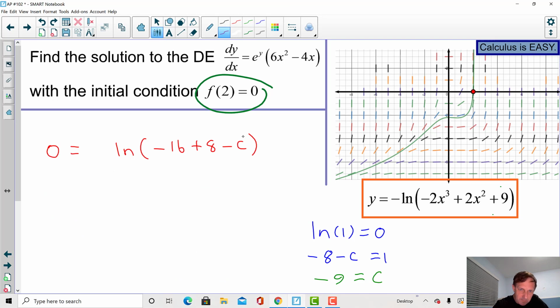Now just real quickly, kind of as a review, there is one more way you could solve for this c value.